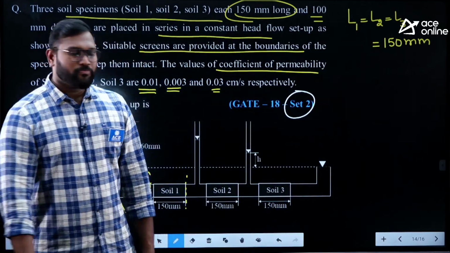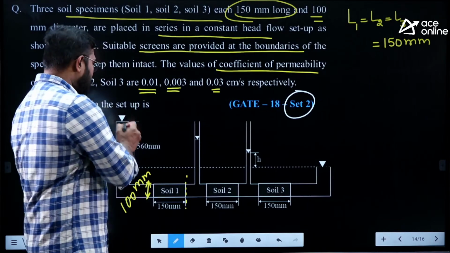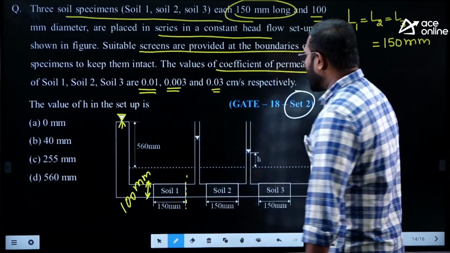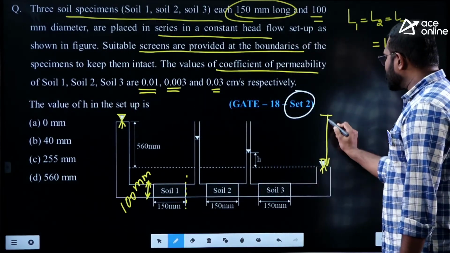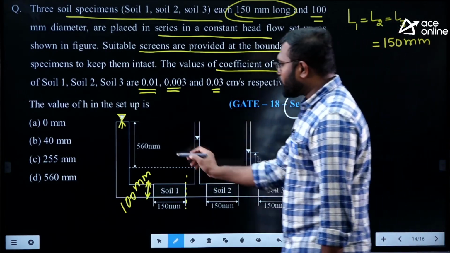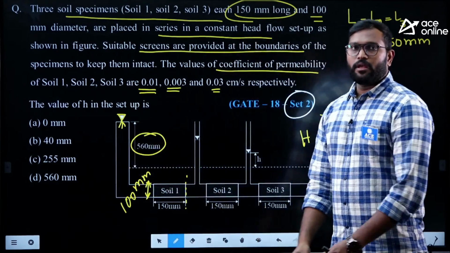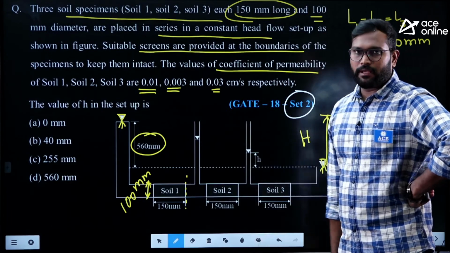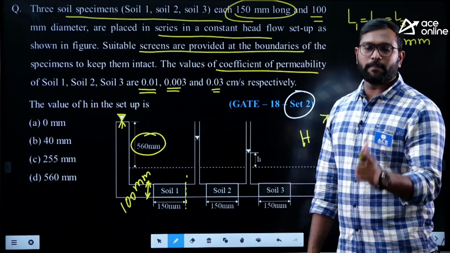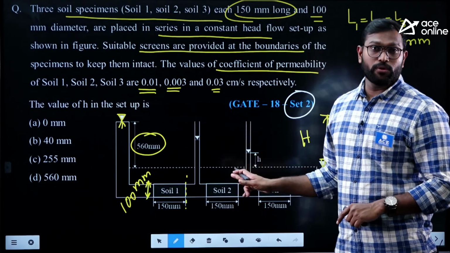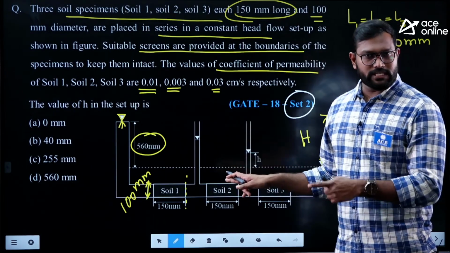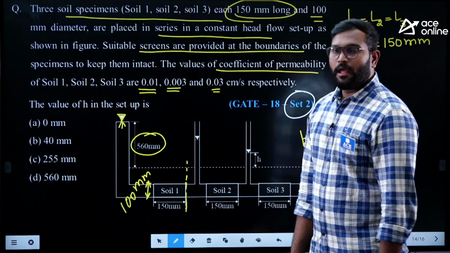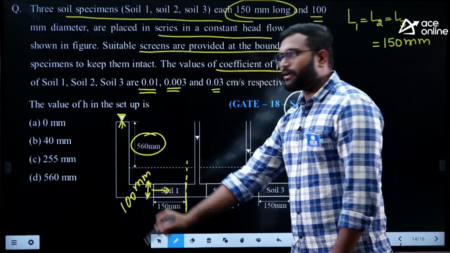You see the figure, they have given a constant head setup, which means they maintain the same difference between the water levels. The total difference between the water levels is given as capital H, which is 560 mm. You know that here flow takes place from the higher level to the lower level. Again you tell me, is the flow parallel to the bedding plane or perpendicular to it? Again this is to fool you. This is the horizontal flow, but is it parallel to the bedding plane? No. Here this is a bedding plane and the same flow rate will pass through the soil 1.